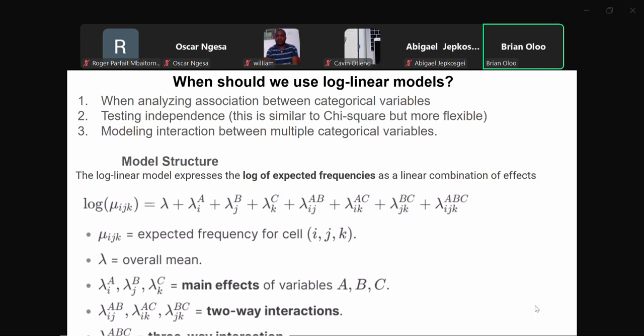And the second lambda contains the power of A, which shows us the main effects. Then we move to the one with the interaction that contains the power of AB, AC, and BC. And then lastly, the one with the three-way interaction. Okay, we can continue.